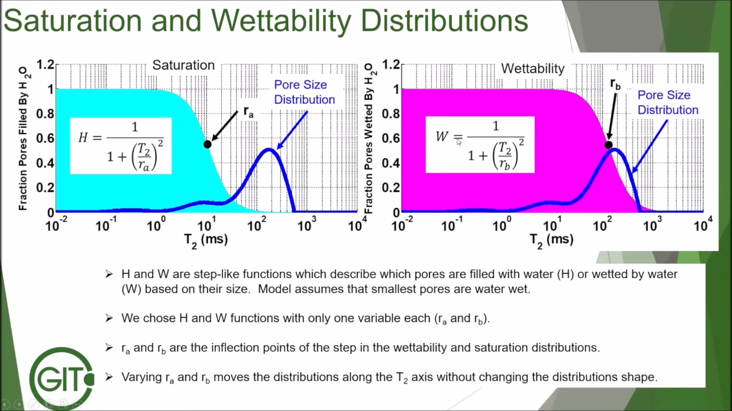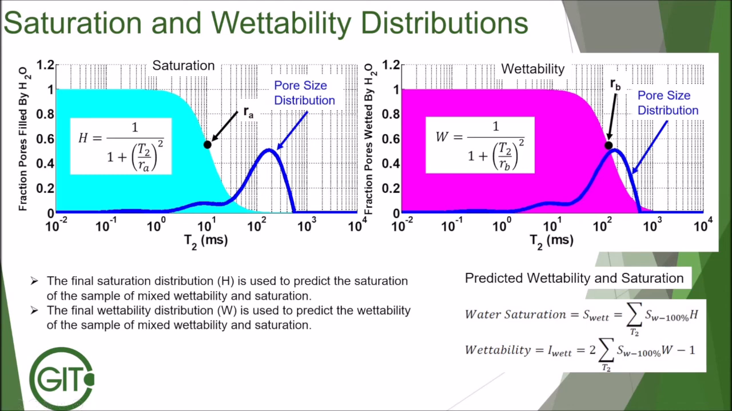For our work, we chose H and W functions with only one variable each, either RA or RB. Varying RA or RB causes the distribution to move along the T2 axis encompassing more or less of the pores without changing the shape of the distribution. And now it becomes obvious how the H and W functions are used to mix the various distributions and predict a final distribution. For example, if we want more contribution from the T2 distribution shown here, we would move H and W to the right along the T2 axis, or if you wanted less contribution from the distribution, you would move H or W to the left.